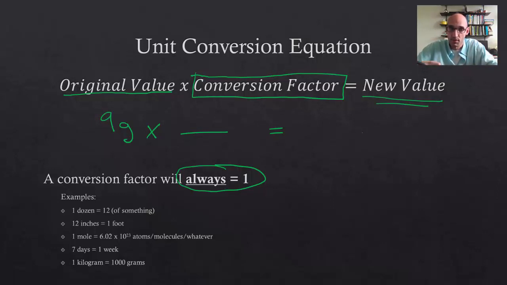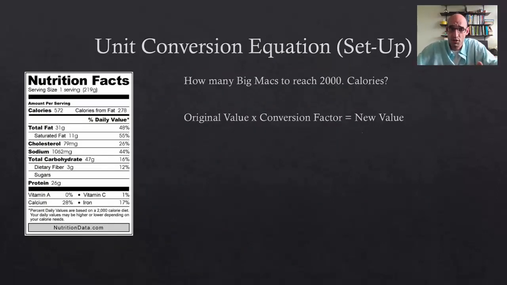Original number times some conversion factor is equal to. Here we go. This just comes from the back of a Big Mac. How many Big Macs to reach 2,000 calories? I want to consume 2,000 calories in one sitting. How many Big Macs do I have to eat? Well, what is my original number? My original value is going to be 2,000 calories. That's the number that you get from your problem.